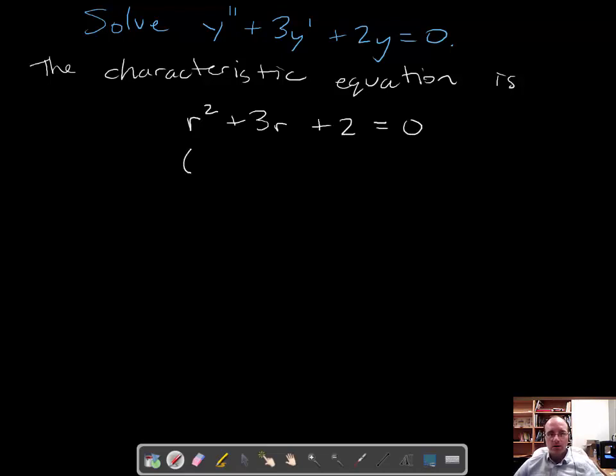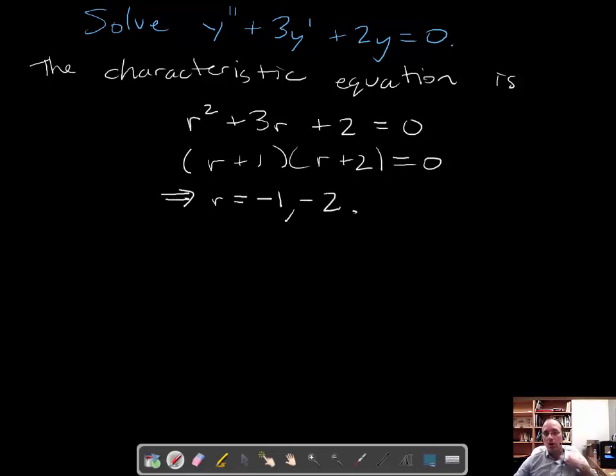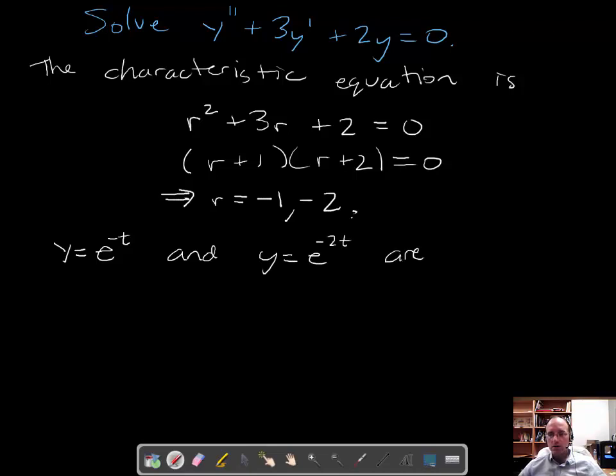And that factors very nicely for us as an r plus 1 and an r plus 2, which leads us to r equaling -1 or -2. Now that we know the possibilities for r, we know what the possible solutions might look like. So we know that y equals e to the -t and y equals e to the -2t are solutions.